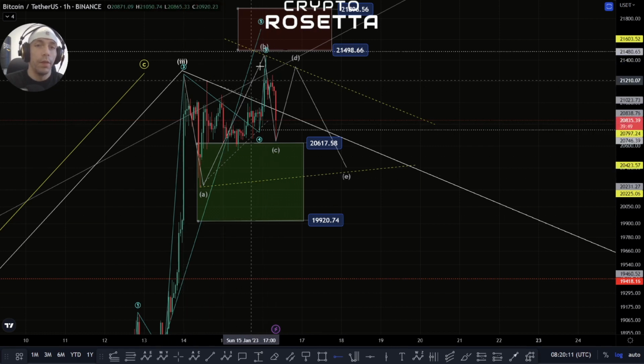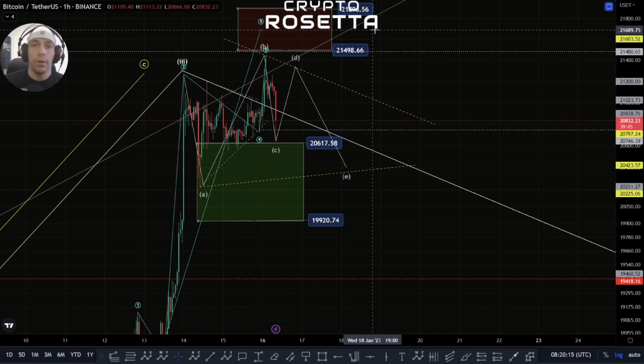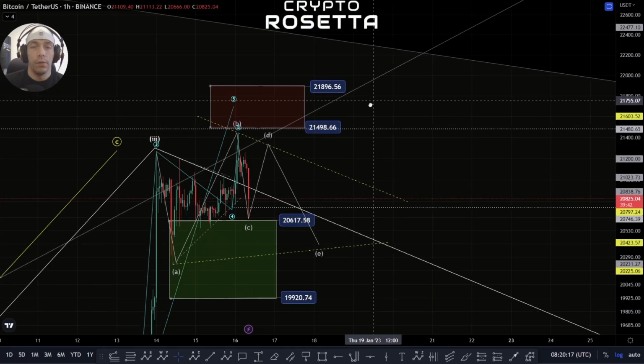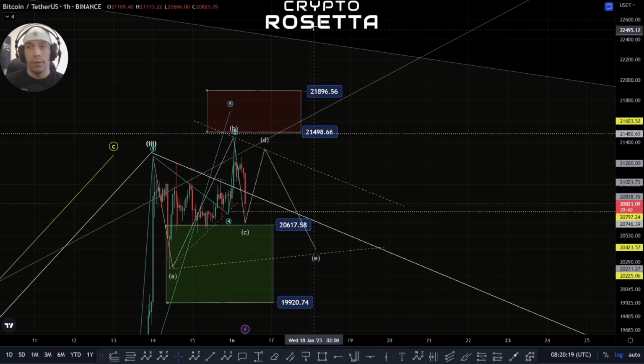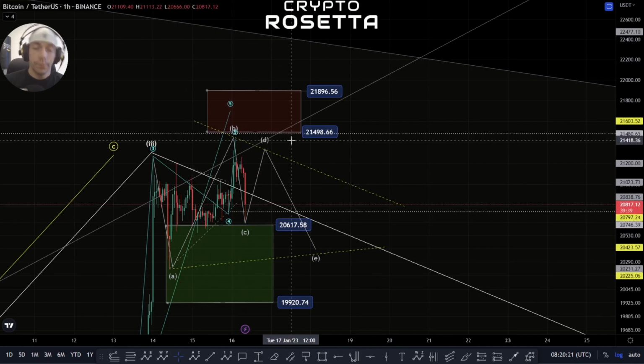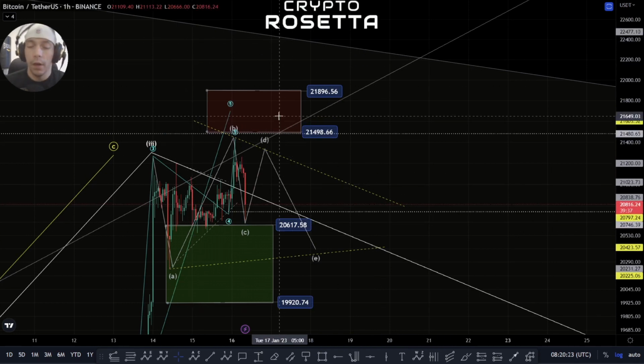Like I said, in that case, we'd have to look at the potential of a diagonal to complete, and we'd be looking to potentially push back up into this zone, or even to come up and touch this channel line here. So we'll give it a bit of time. Okay, so I'm going to leave it there.